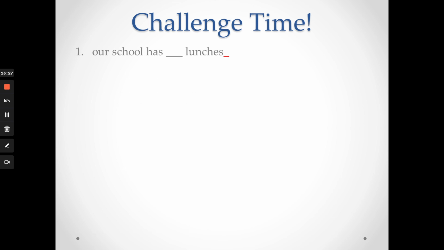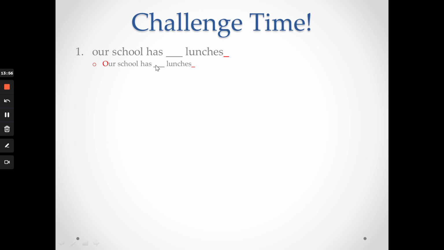So, our first sentence is, our school has blank lunches. We're missing a lot of information, so I can't even put the punctuation mark in. I can't even put the words in. We always start from left to right. So what is the first thing that we need to change? We need a capital O. Okay, now we have our capital O.